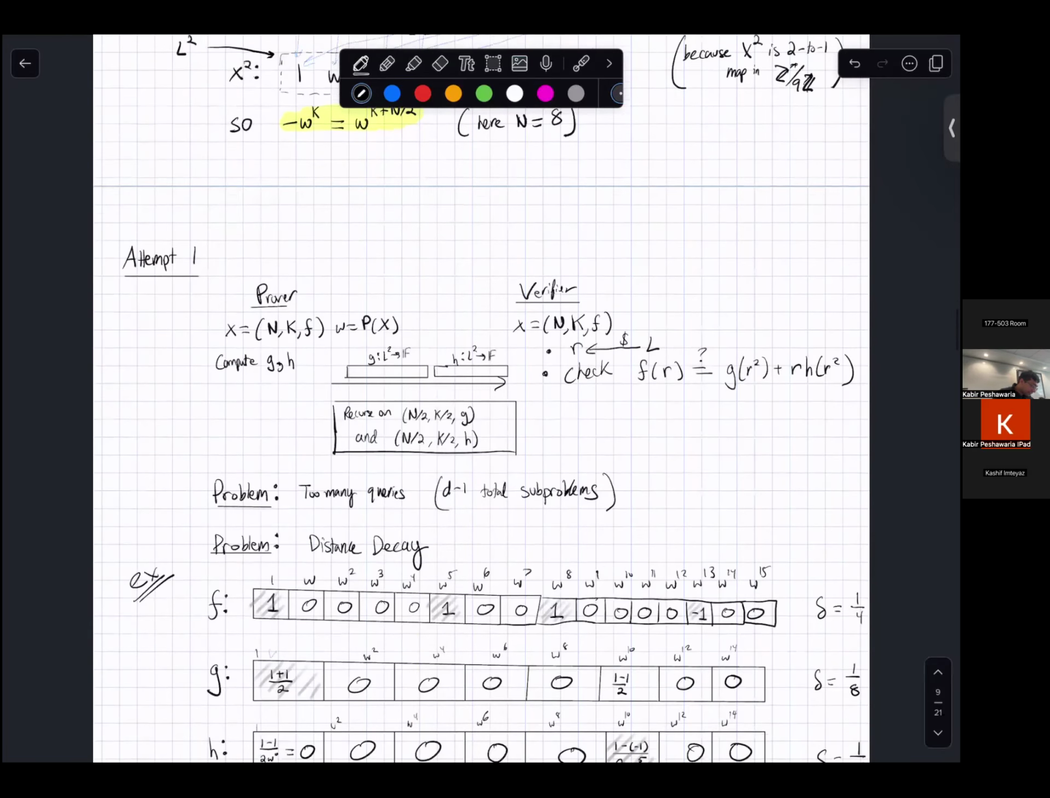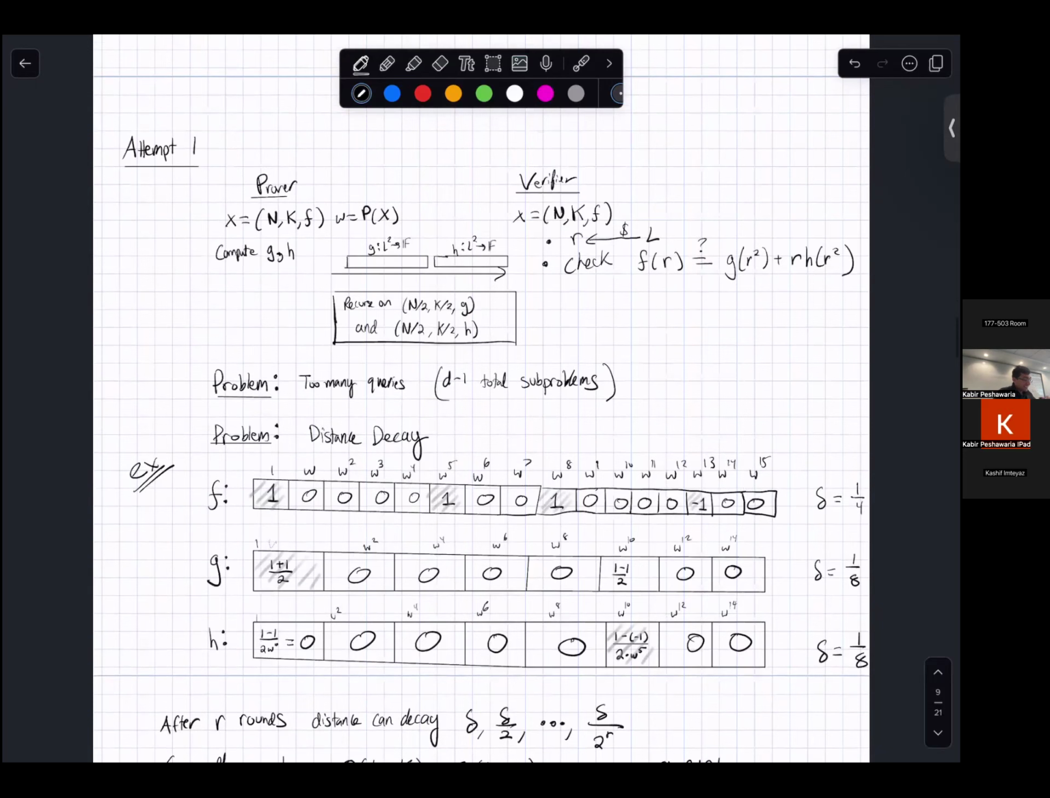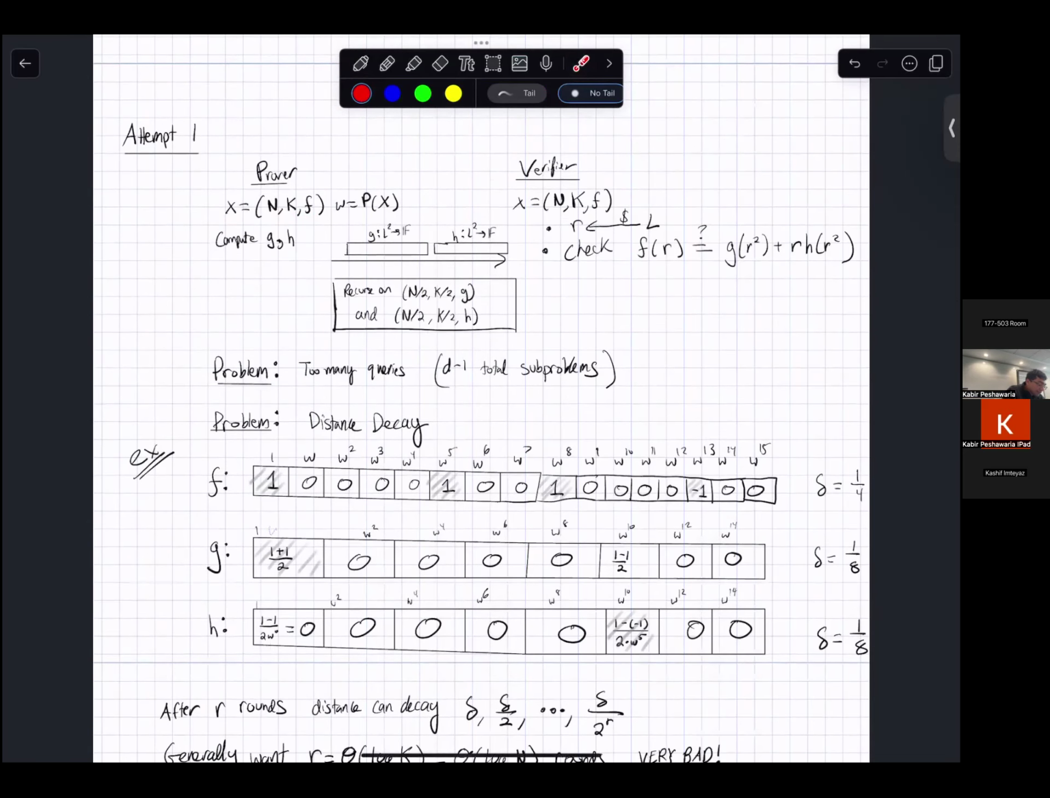So now we can finally look at the first attempt of a FRI protocol. I have some instance, which I'll say is capital N, capital K, and then some function F, a vector of evaluations. And then, if I'm an honest prover, I have a witness, which is a polynomial which actually corresponds to this F. And then a verifier has the instance too, like the parameters to the code that we're testing proximity for, and then some function F that we want to test.